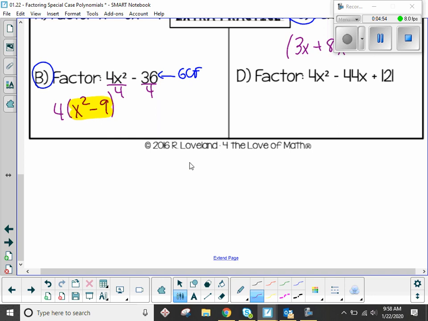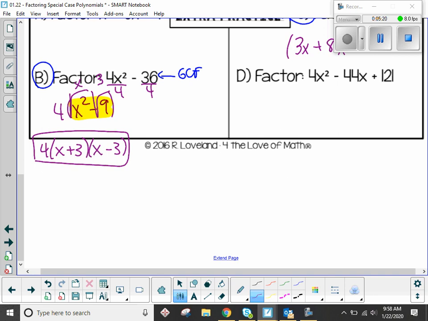I'll do that too. Let me finish this way, and then I'll show you what you could do if you didn't do GCF first. So now when you square root this and square root this, that's x and 3, and you're going to make a plus version and a minus. Oh, you thought it was a 6.